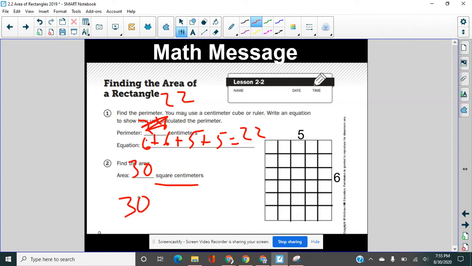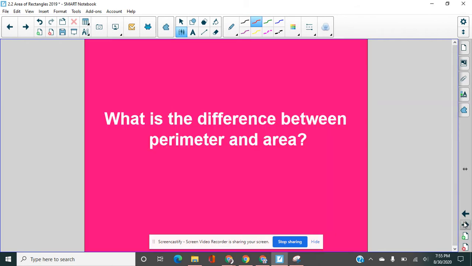Sometimes we would write that like this, 30 centimeters, and then we put a little 2 here. That shows squared, 2 dimensions. So 30 centimeters squared or 30 square centimeters. All right, now we can count those boxes, but we can also do a shortcut, and that's what we're going to get into.